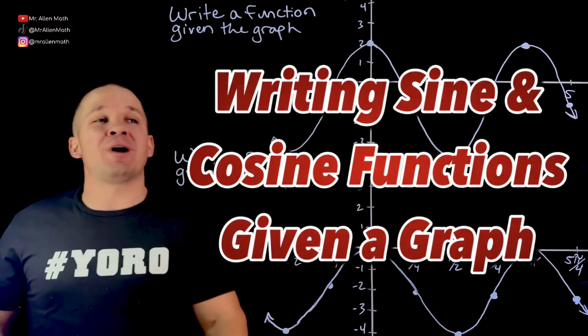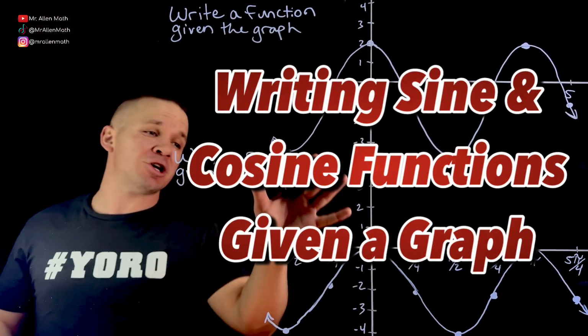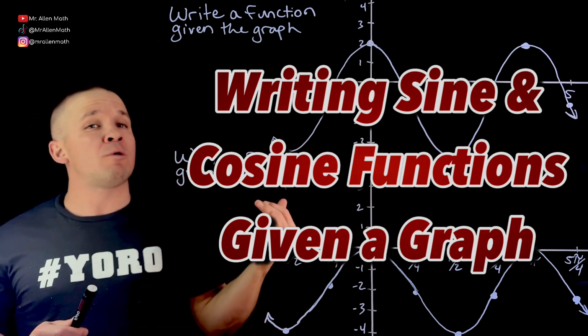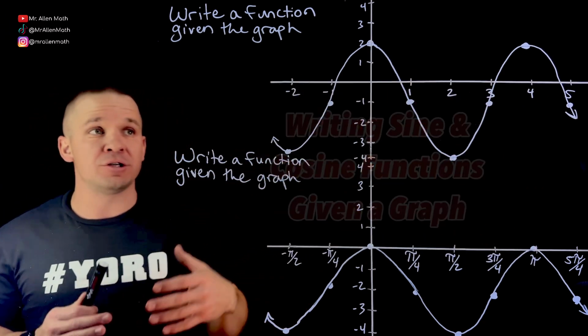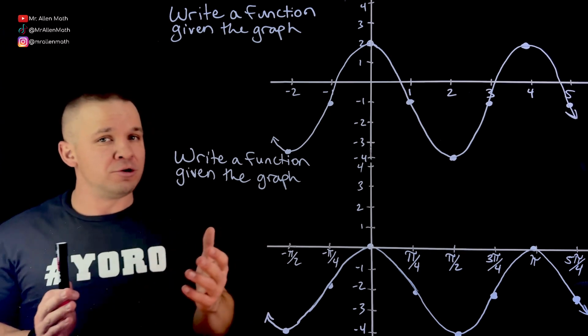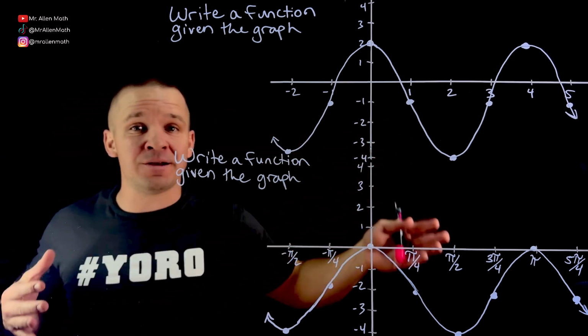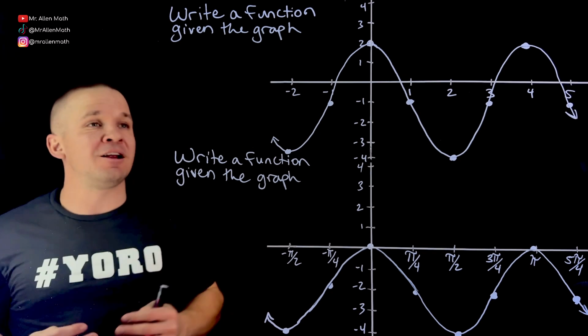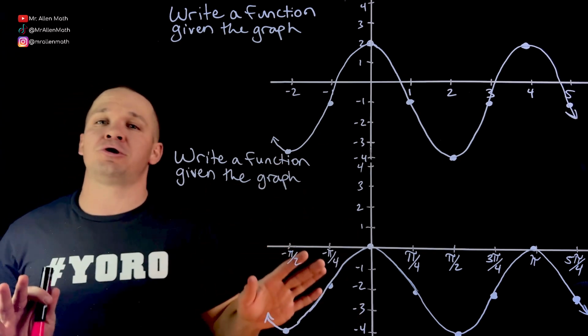Mr. Allen here, about to write some trig functions to match these two different graphs that we have here. And we're going to write sine and cosine functions for each one. You might be like, wait, what? You don't just pick one of them? You can actually write an infinite number of functions, both sine and cosine, to match these things right here. Okay, I'm going to show you. It's going to be dope.